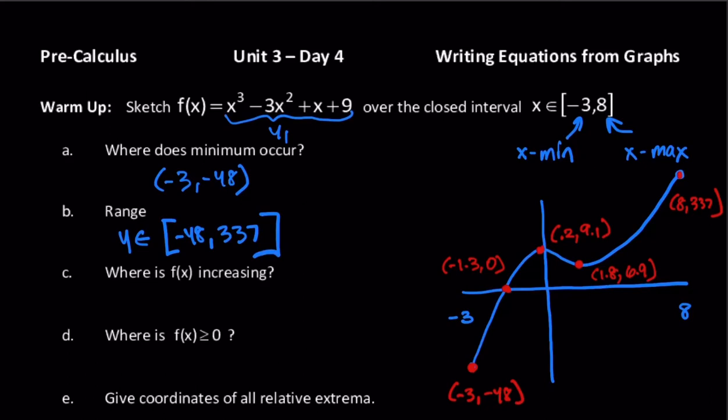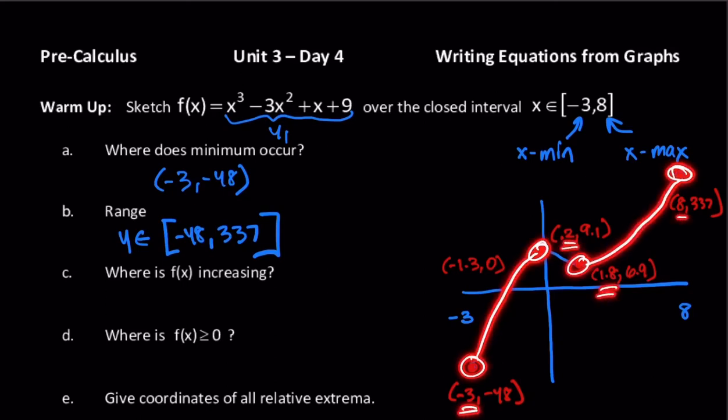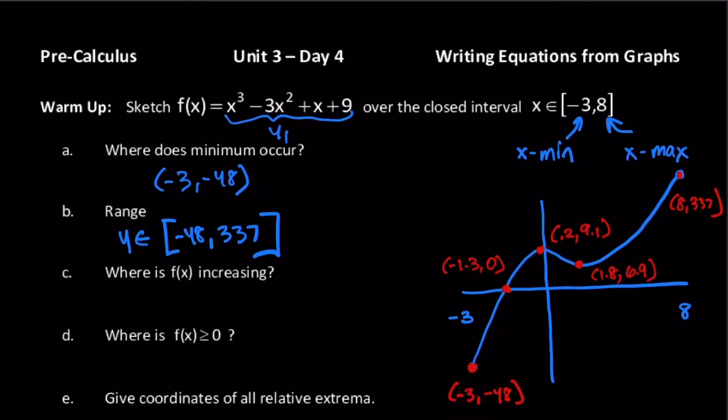Where is f of x increasing? So it's going up. Open circle to here, open circle to there. So I have to use negative 3 to 0.2 and 1.8 to 8. Back to x's now. So x is an element of the interval, parentheses, negative 3, comma, 0.2, close parentheses, union, the other interval, 1.8, comma, 8.